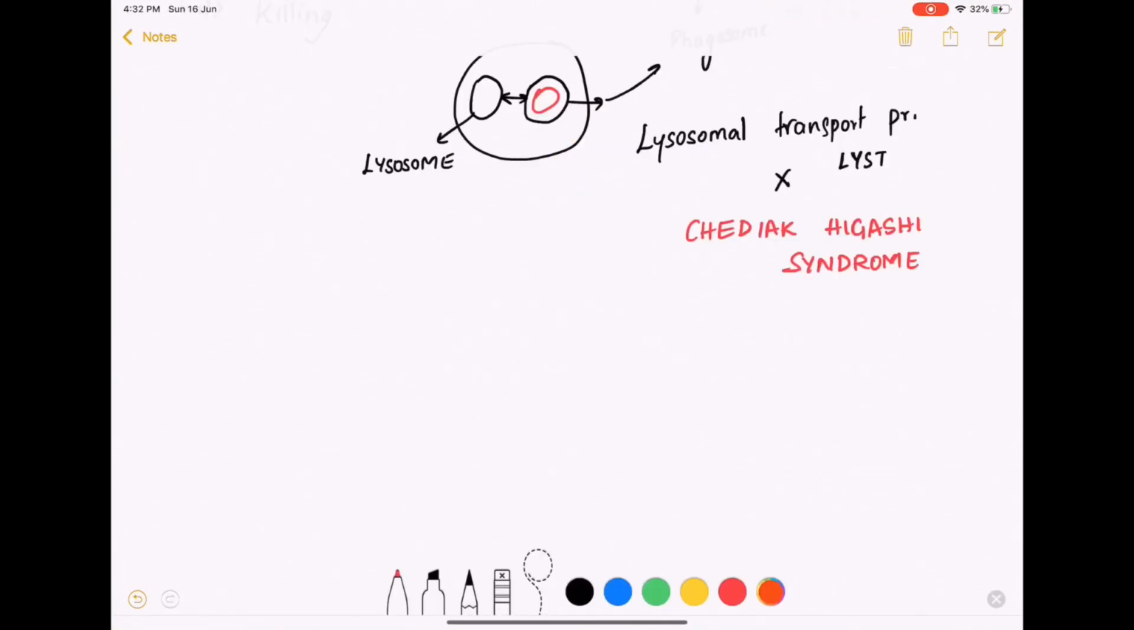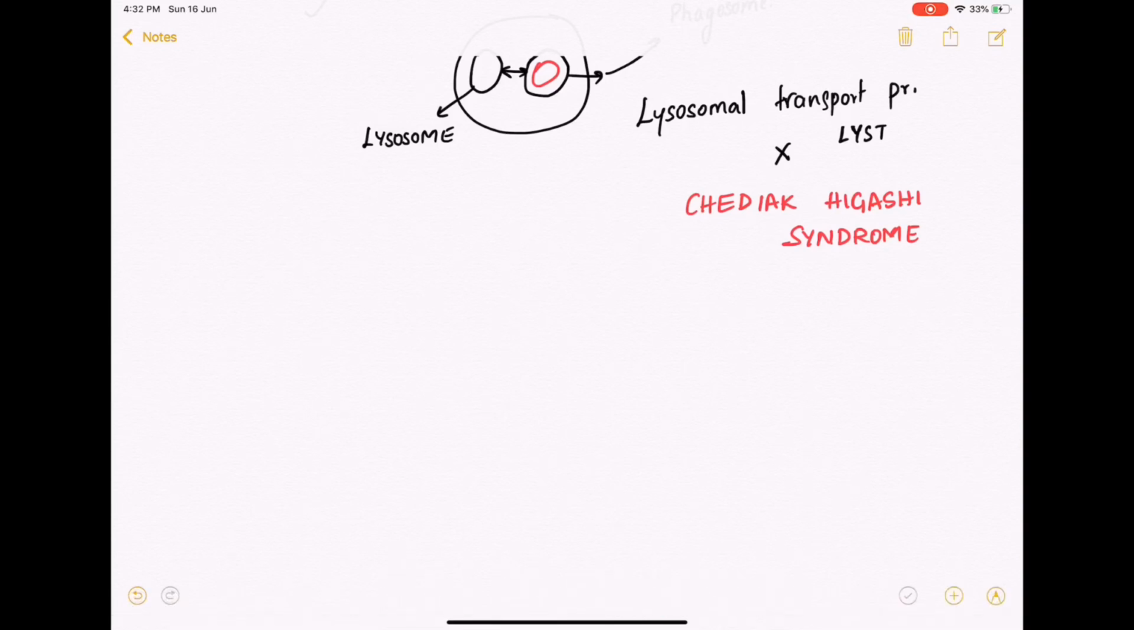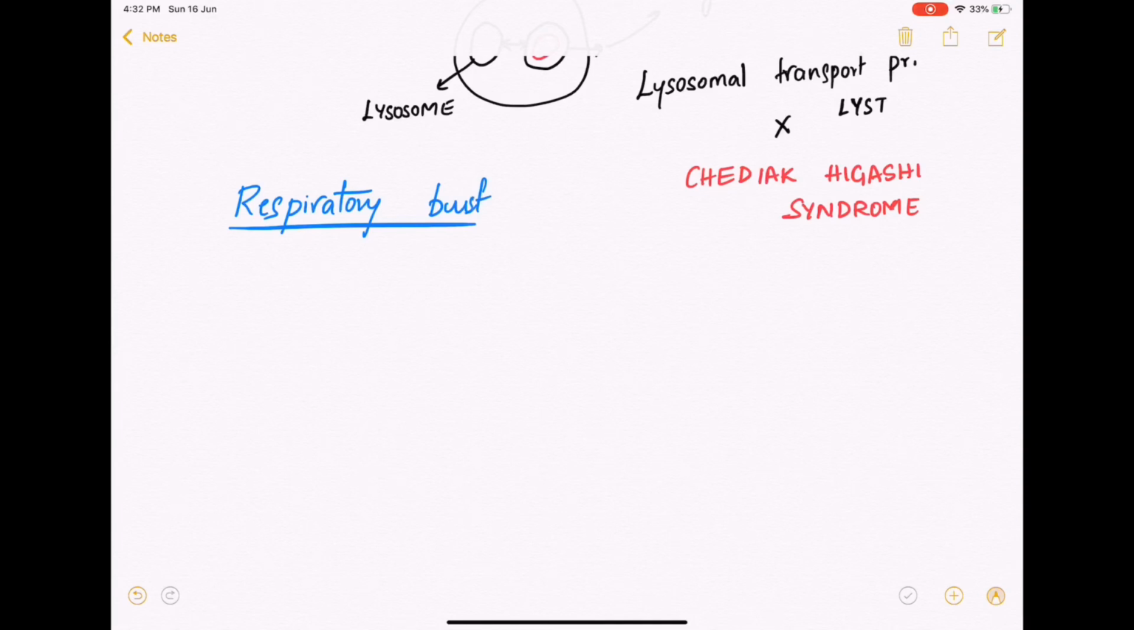These lysosomes give us the enzymes which help in production of bactericidal products. Among the bactericidal products, the most important ones are the reactive oxygen species and the lysozymes. In the reactive oxygen species, what we really need to know about is respiratory burst. What is respiratory burst? When there is phagocytosis, there is an increase in the oxygen consumption. There is a shoot in the oxygen consumption.